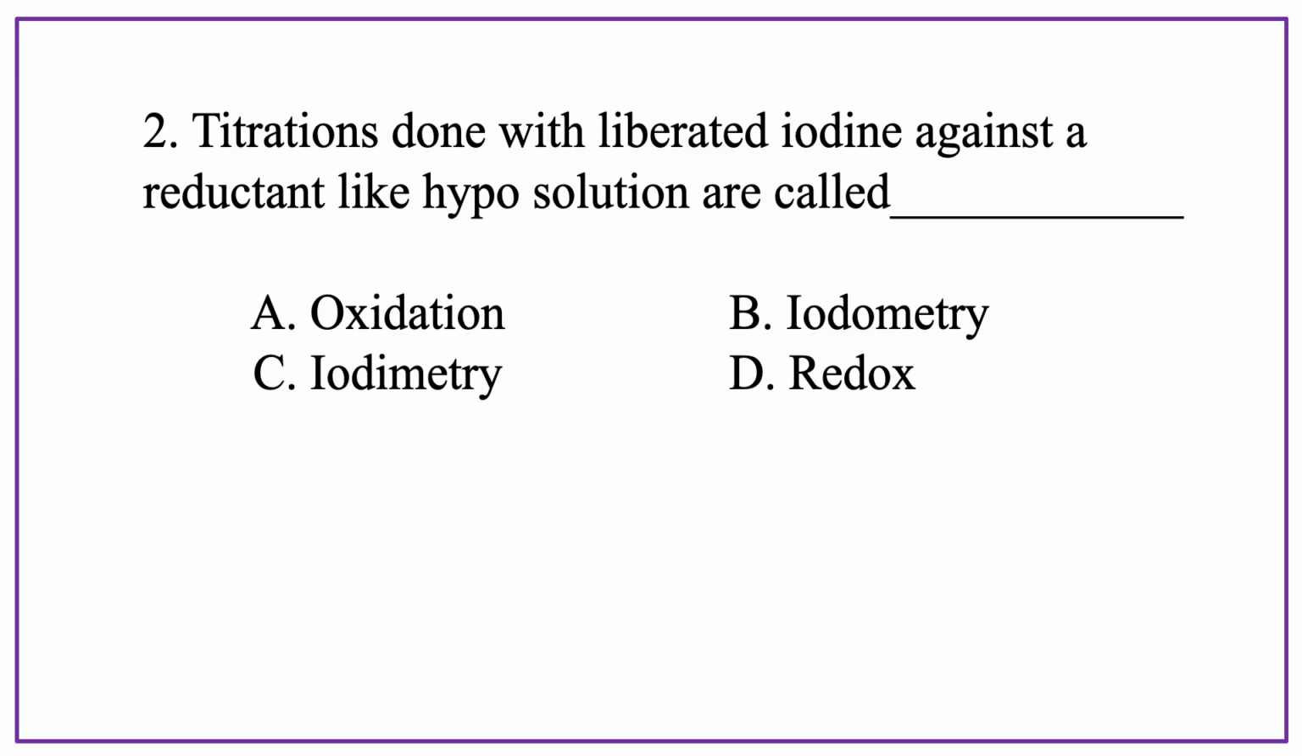But here what is written, the titrations done with the liberated iodine. So it is an indirect type of titration where iodide ion has been oxidized to iodine, and then this iodine, which acts as a weak oxidizing agent, has been titrated by the hypo solution, that is a reducing agent. So it is a type of iodometry titration.